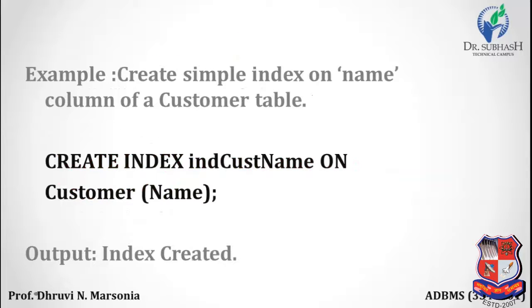Clear? This is an example of how to create a simple index on the name column of the customer table. So my query is create index customer_name on customer(name). Output: index is created.